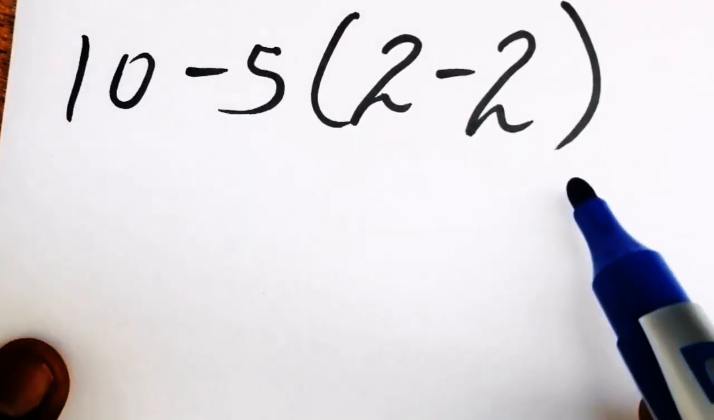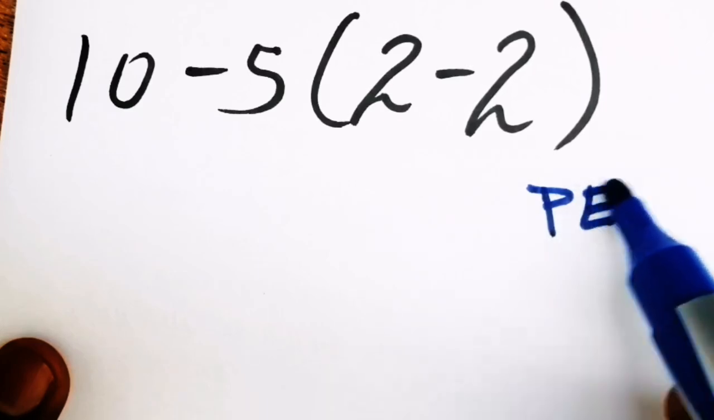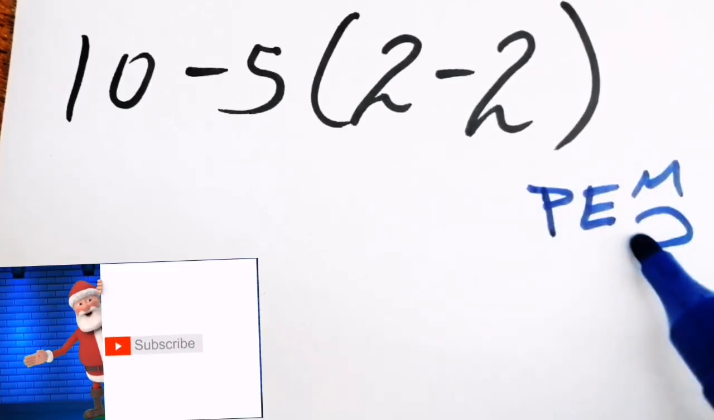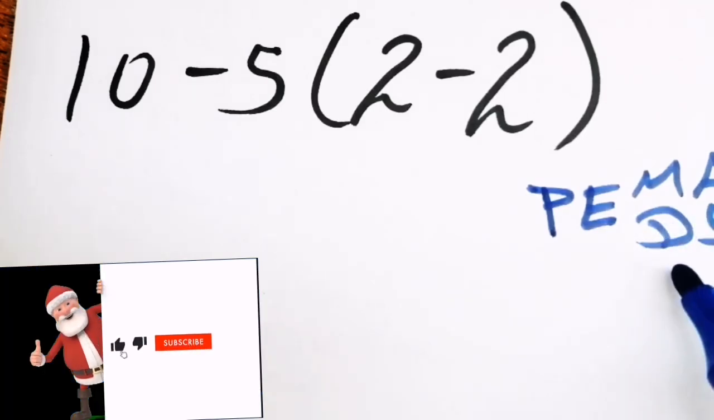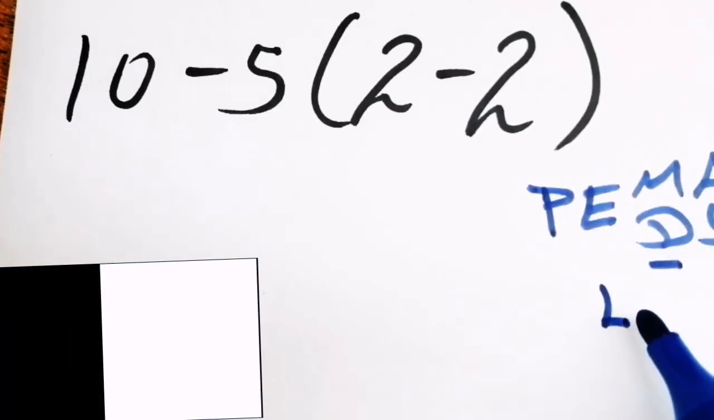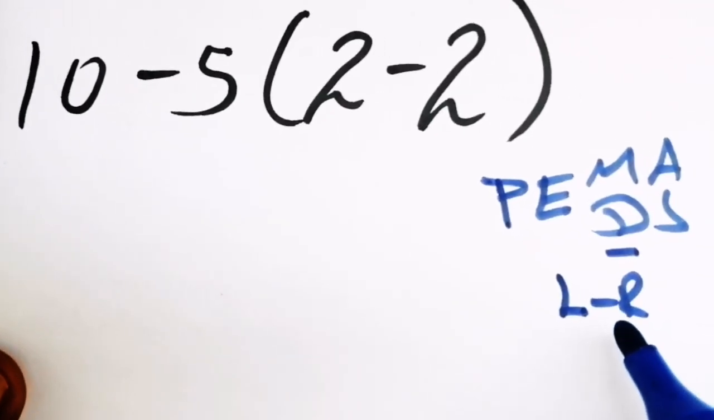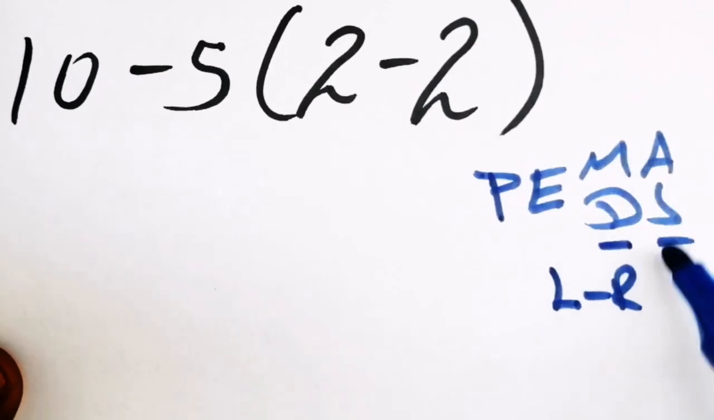according to the order of operations, PEMDAS, first we have to do parentheses, then exponents, then multiplication or division, and finally addition or subtraction. Remember that multiplication and division have equal priority. Work from left to right. The same applies to addition and subtraction.